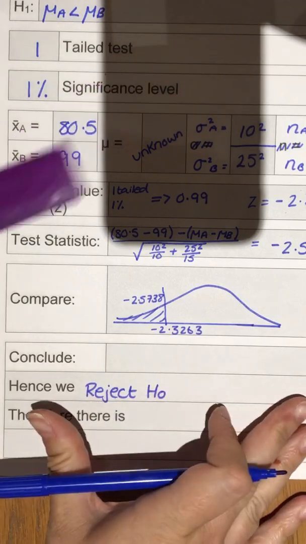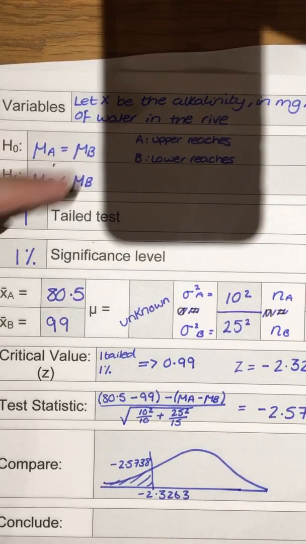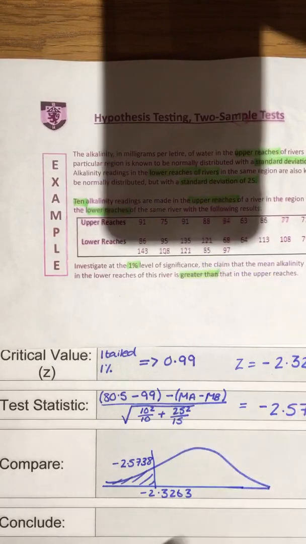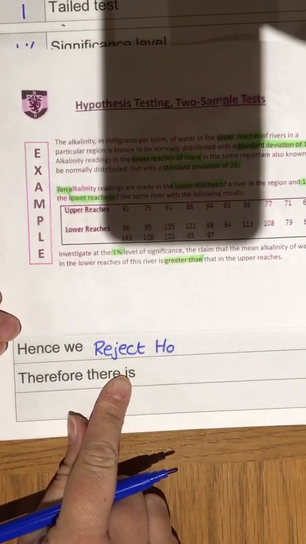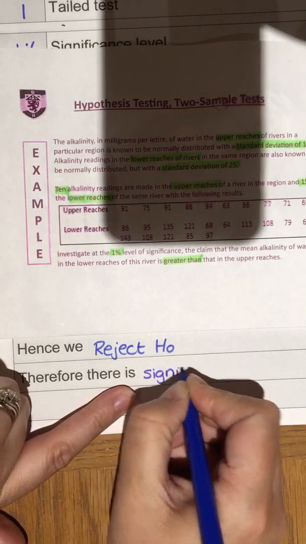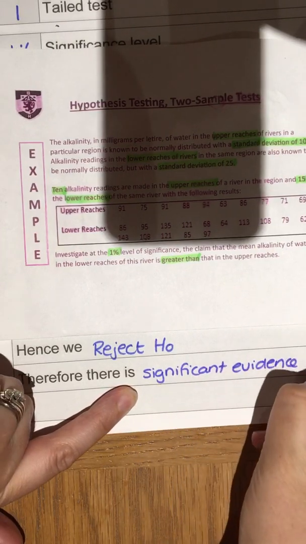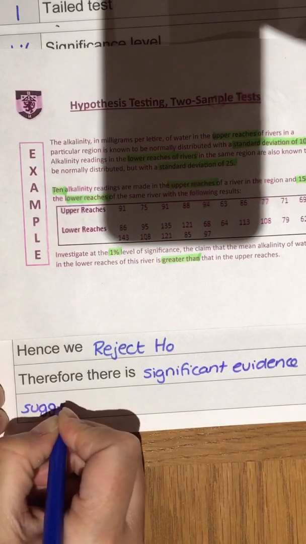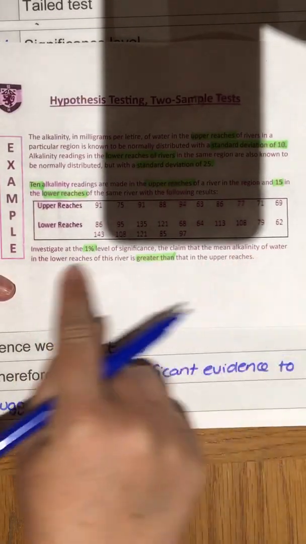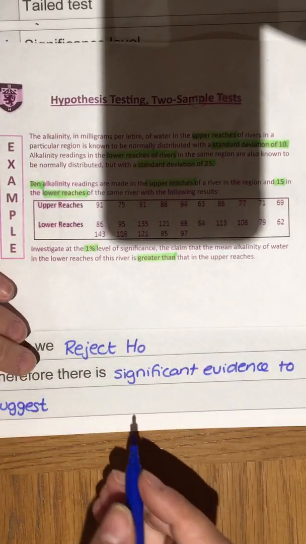What was H0? H0 said that my two means were the same. It said that the population means were equal. We are rejecting that. We're saying that that is not true. So I need to put that into context. Therefore, there is significant evidence to suggest. And what did they ask me to look for? They asked me to look if the alkalinity of the water in the lower reaches of the river is greater than that of the upper reaches. Put that in your answer.